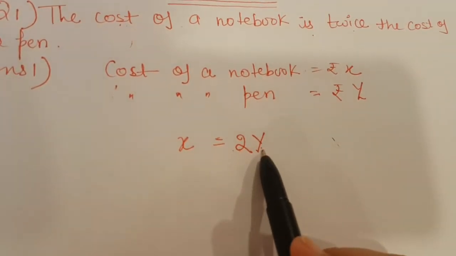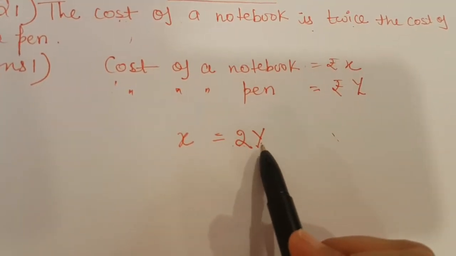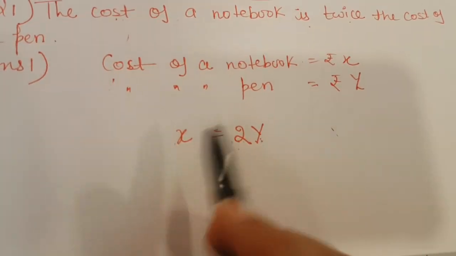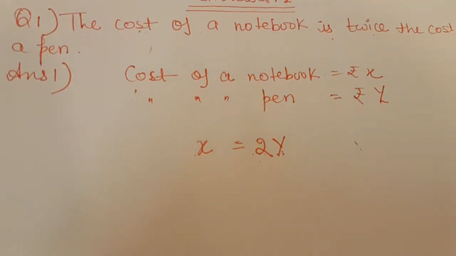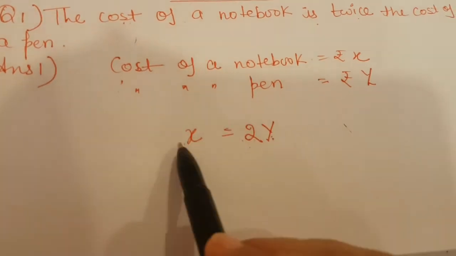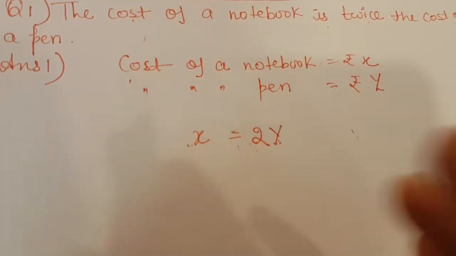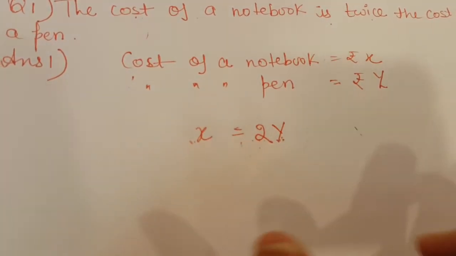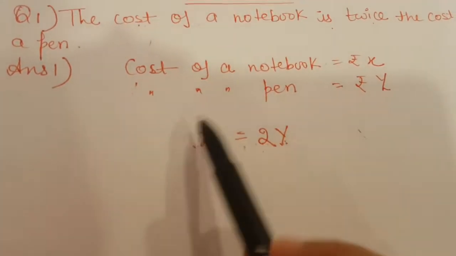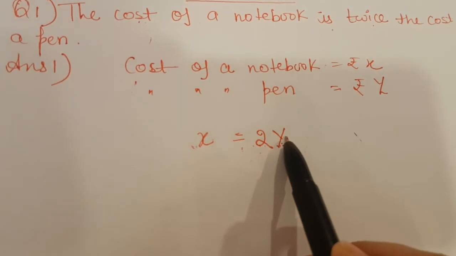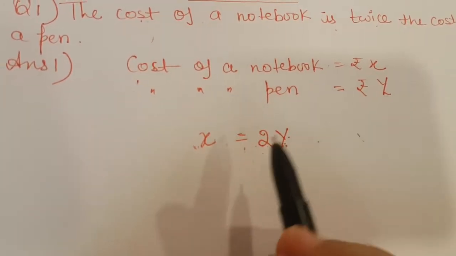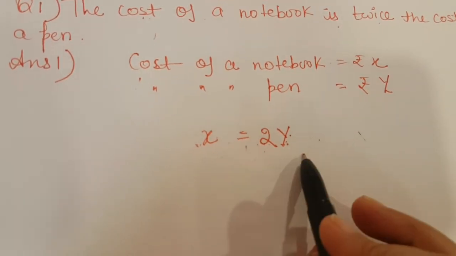Twice किसकी cost में करना है? पेन की. If we do the twice of the cost of pen, then this cost will be equal to the cost of notebook. So this is the equation we have formed. This is also an equation. ये भी equation है. Because left hand side, right hand side is there, equal sign is there. So we cannot say that this is not an equation. Yes, this is an equation, a linear equation also, because the highest degree of the variables is 1, and in two variables also.